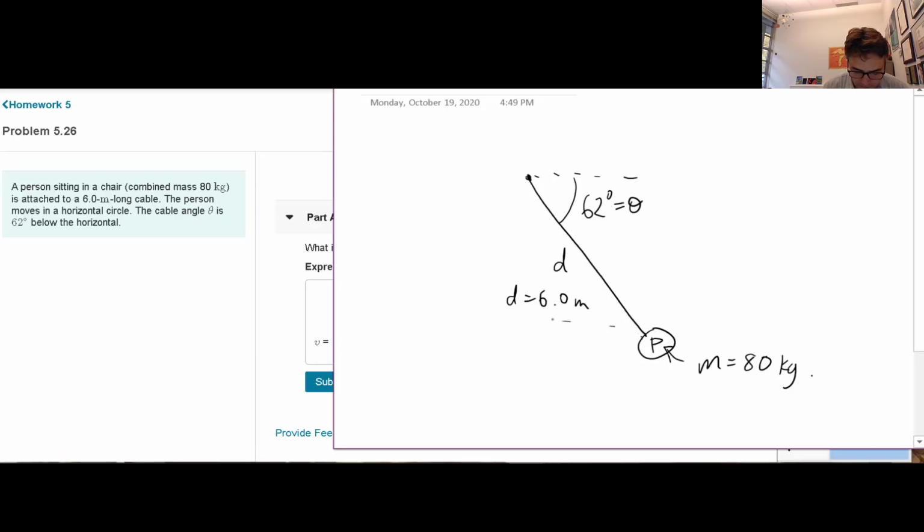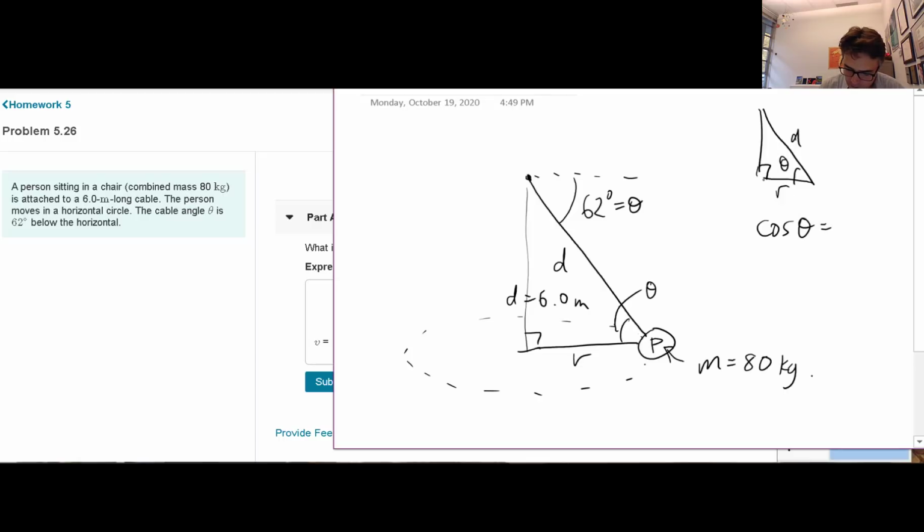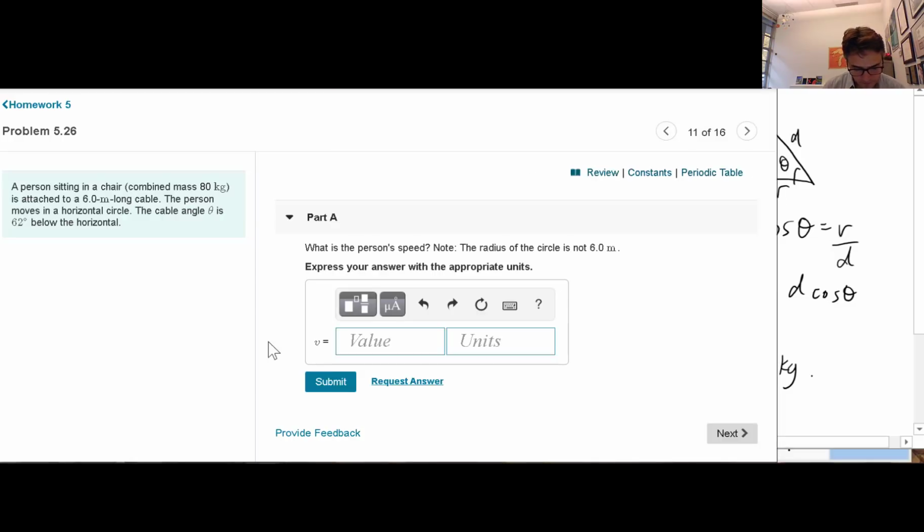And so this is the circular path going around in a horizontal circle. So this is your radius right there, R. So we need to find, using geometry, what R is. And I think by the Z rule that this will also be 62 degrees right there. That'll be theta right there. So if this is D and this is R and this is theta, and here's your right angle, the cosine of theta is equal to R divided by D. So R is equal to D times cosine theta. So that's important.